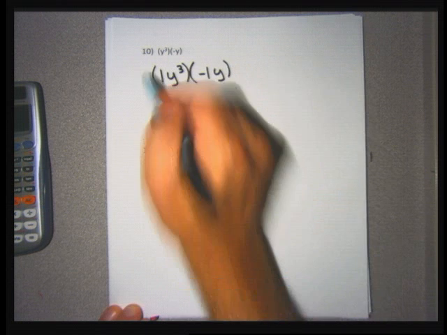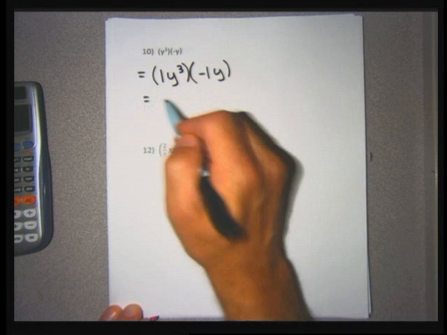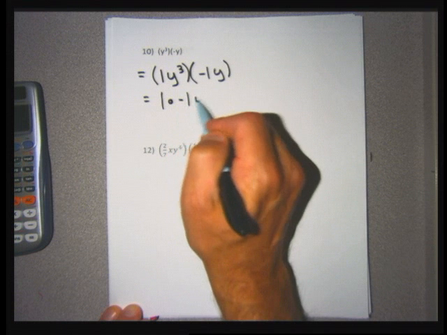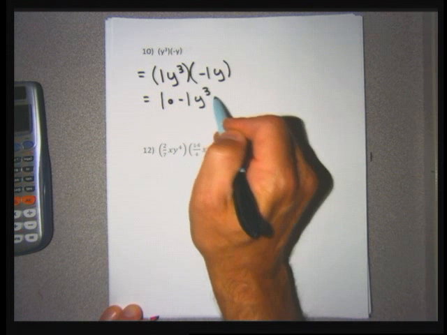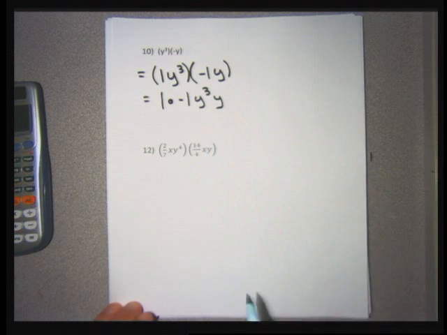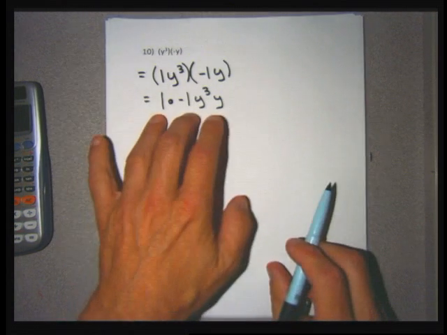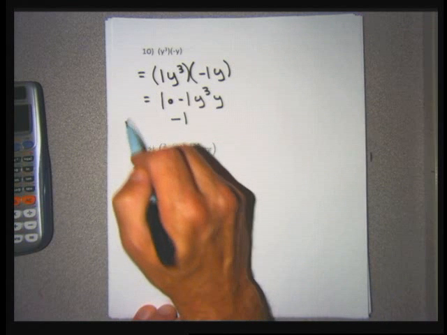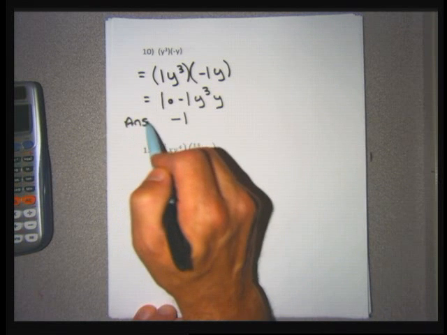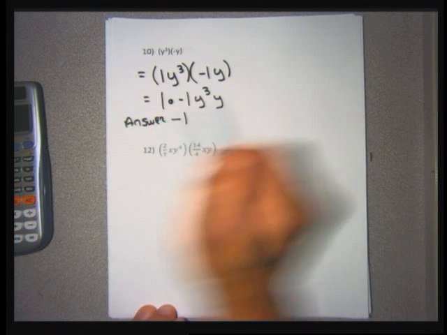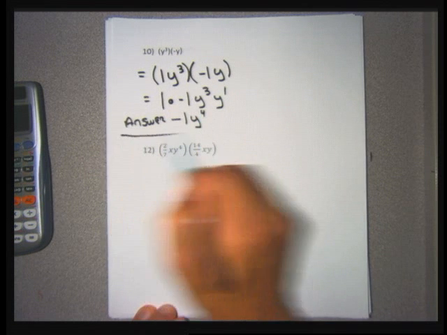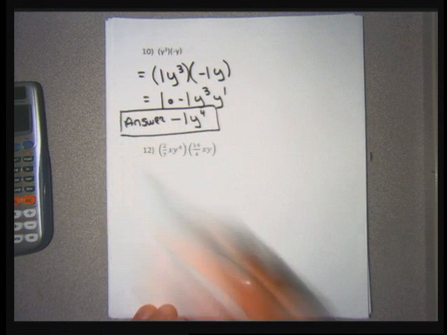When I go to rewrite this, kind of like I've been doing, I can write 1 times negative 1 times y cubed times y. Now I'm going to multiply the 1 and the negative 1, and 1 times negative 1 is negative 1. And I'm going to add the exponents on the y's. Second y has an exponent of 1.